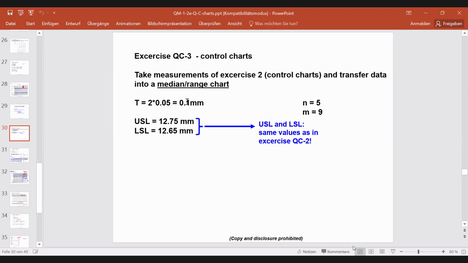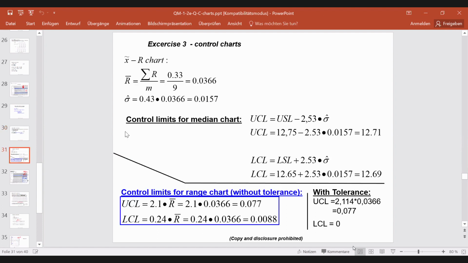Again, the tolerance is 0.1. Again, we have a sample size of 5 and 9 samples. And here the same values for the upper specification limit and the lower specification limit. With these values, we can calculate the mean of the ranges, which is shown here.